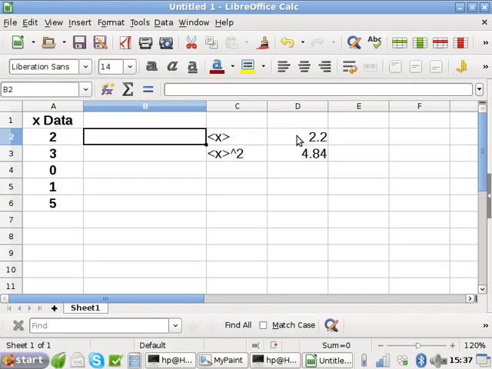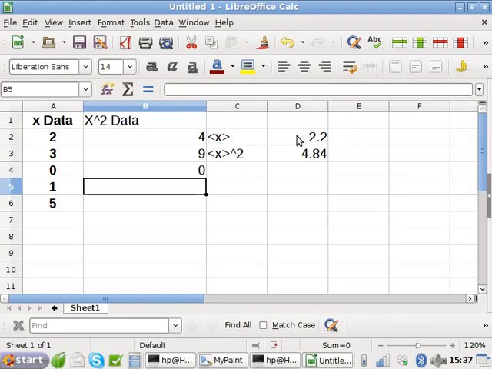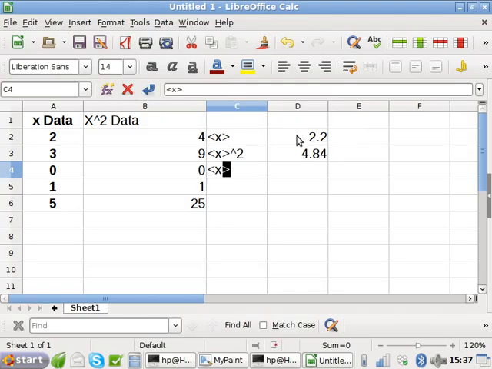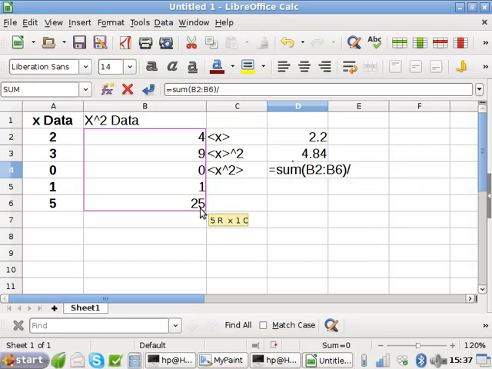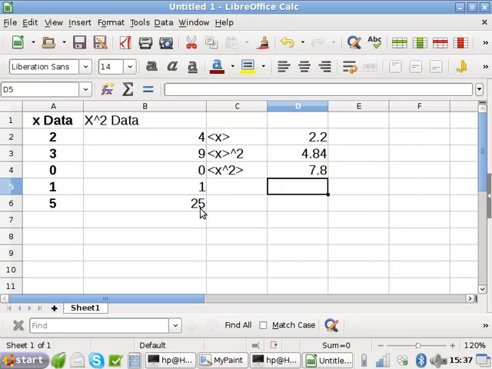Now for the next calculation you'll need x squared data. So that would be 4, 9, 0, that's not 0, 0, 1 and 25, yes? Right, so we'll need this bit next. So that would be the sum of these numbers divided by 5. So my standard deviation squared is equal to this minus this, 2.96.